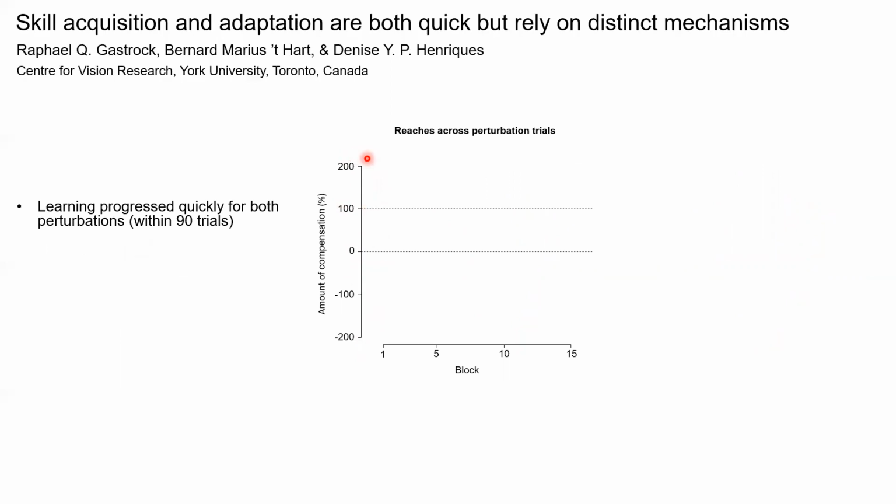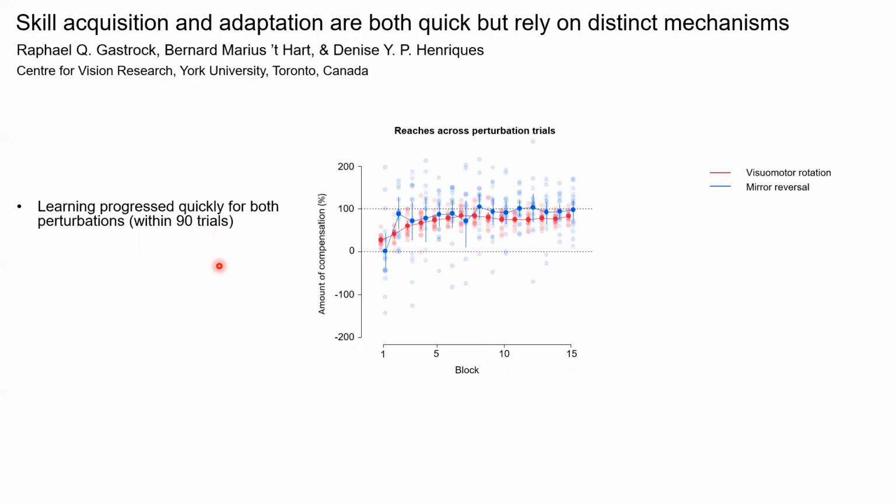For the rotation, we see that participants were able to compensate for it and learning was gradual across 90 trials. For the mirror reversal, participants were also able to learn to compensate for it relatively quickly within 90 trials, but you would notice the great variability in learning compared to the rotation.